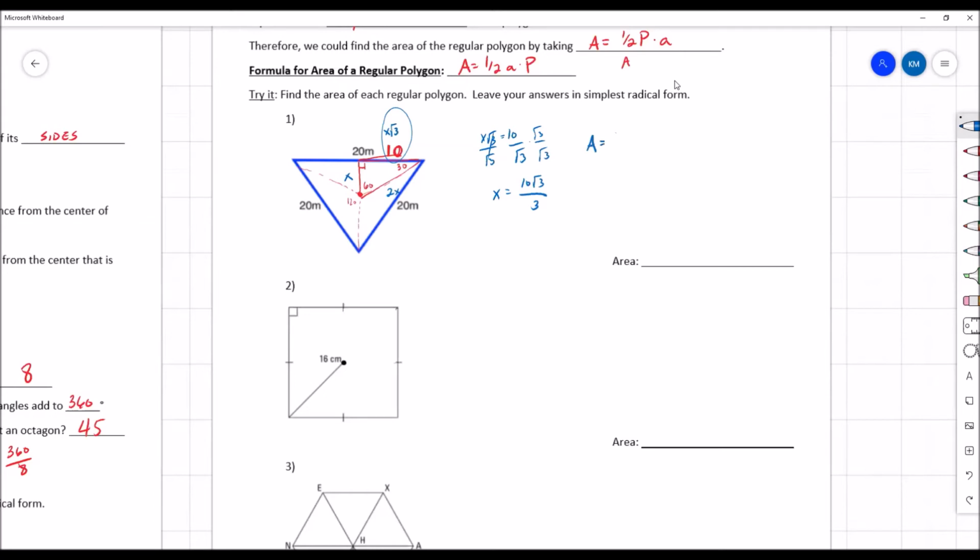Area equals 1/2 the apothem, which we just found to be 10 radical 3 over 3, times our perimeter, which is 20, 40, 60. All right, so as we go through and multiply, I'm going to do 1/2 times 60, which is 30, times 10 radical 3 over 3. And that gives me 100 radical 3 meters squared.